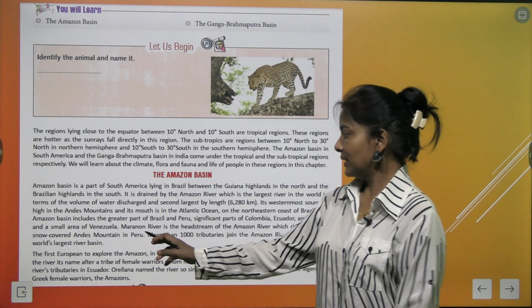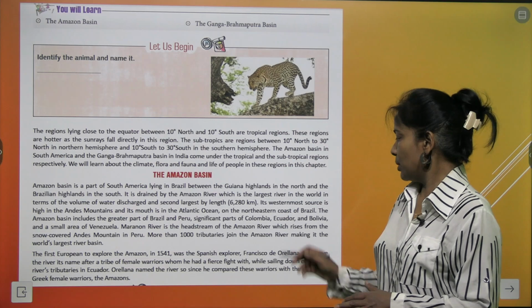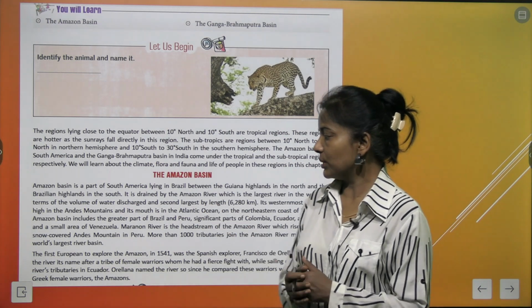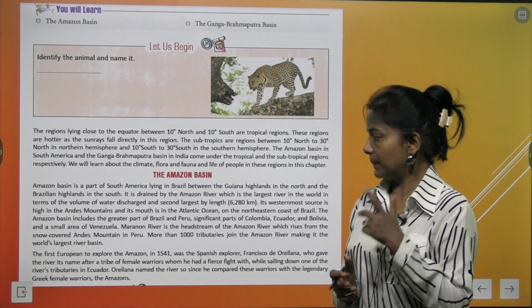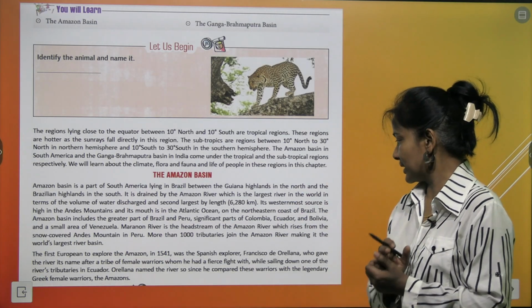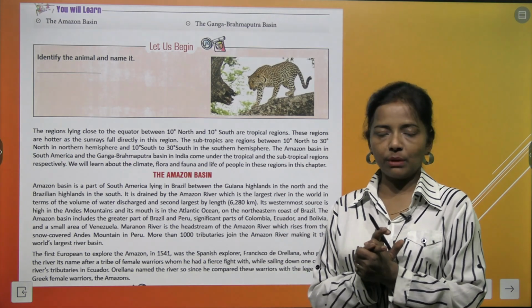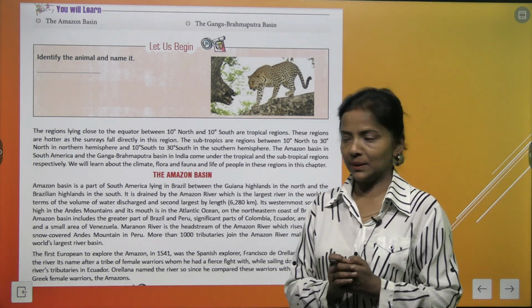Fine children? Maranon River is the head stream of the Amazon River which rises from the snow-covered Andes mountain in Peru. और जो Maranon River है, ये head stream है Amazon River का और कहाँ से ये rise करती है? जो snow-covered Andes mountain है, वहाँ से river आती है.